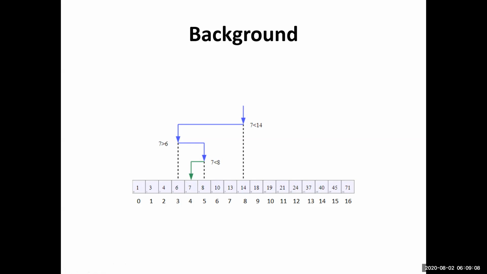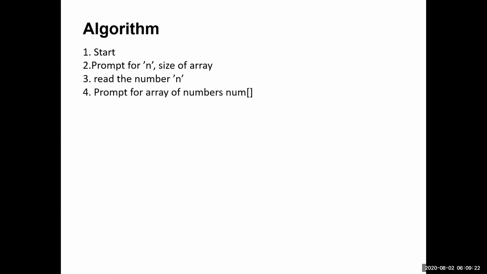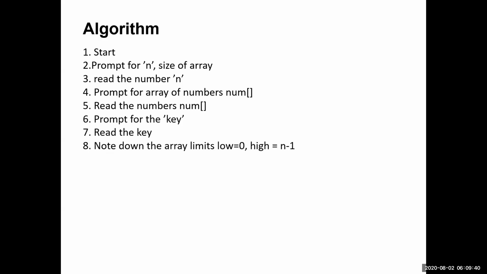We'll see the algorithm first. Start by asking the user to enter the array size and read the array size. Then ask the user to enter the values for the array, that is, the members of the array. Then read the members of the array using a for loop, and then ask the user to enter the key which they have to search, and read the key. After that, assign the lowest index value and highest index value. Lowest index will be 0 and highest index will be n minus 1.